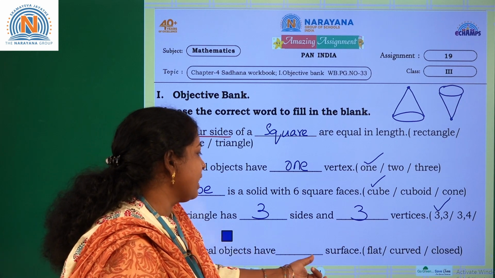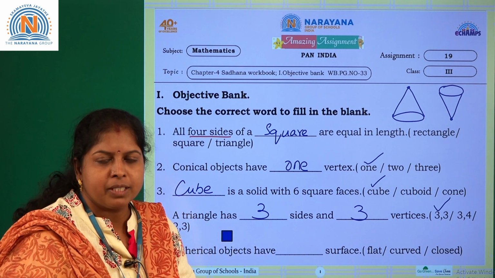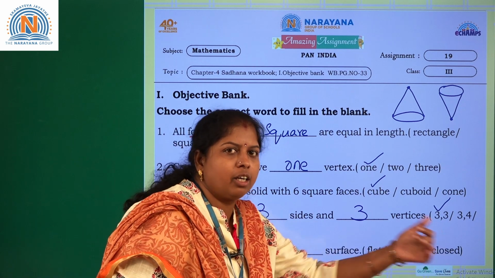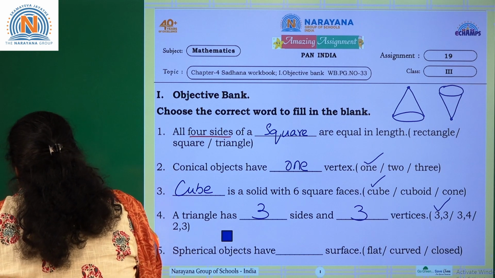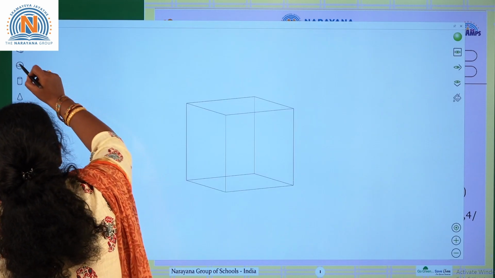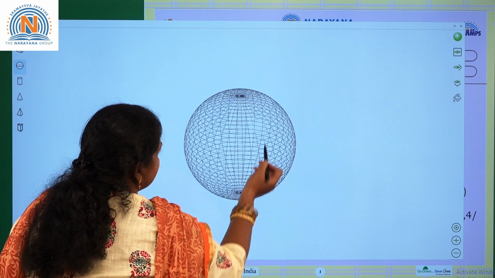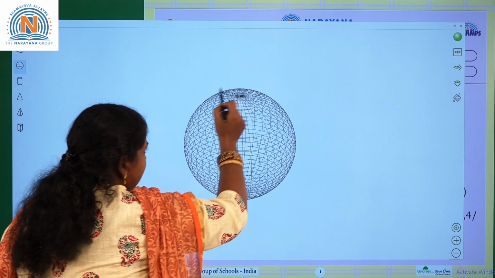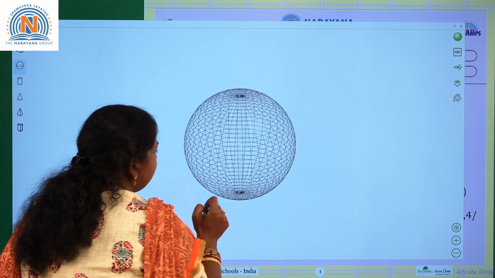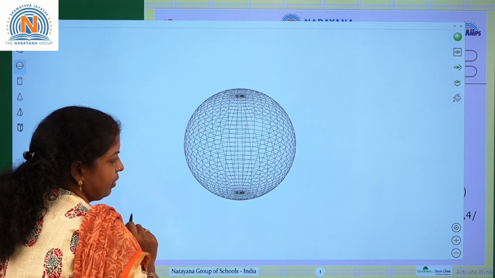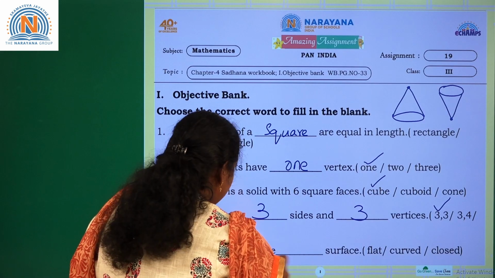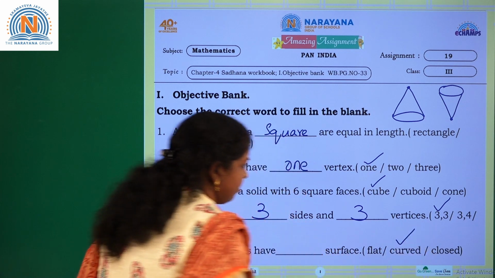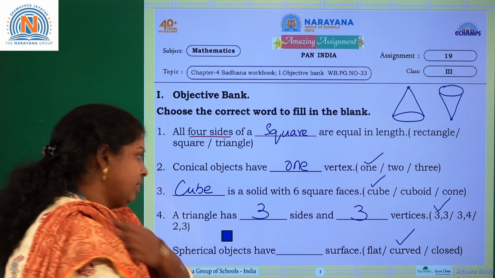Spherical objects have dash surface, whether it is flat, curved or closed. Let us have a look at the spherical objects. Is it a sphere? Is there any flat surface? No. Is there any curved surface? Yes, there is a curved surface for a sphere. So, spherical objects have curved surface.